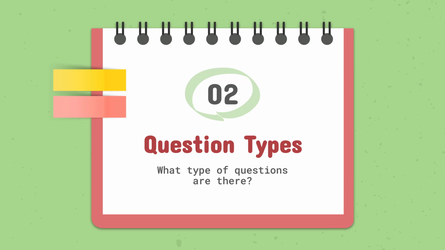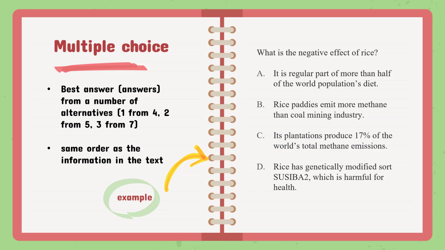So let's go through the question types. Let's see what types of questions we have in a reading exam. The first one is multiple choice. You need to choose the best answer choice. Sometimes it is 1 out of 4, 2 out of 5, 3 out of 7, and so on.